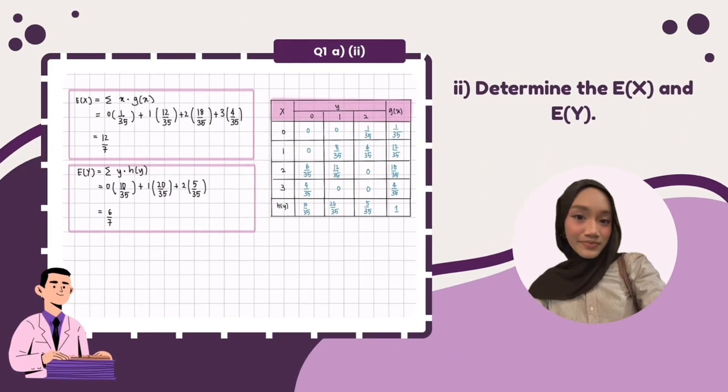Now let's find the mean of X and the mean of Y. To find the mean of X, it will be the sum of X times their marginal distribution. So 0 times 1 over 35 plus 1 times 12 over 35 plus 2 times 18 over 35 plus 3 times 5 over 35. And to find the mean of Y, the same thing. So 0 times 10 over 35 plus 1 times 20 over 35 plus 2 times 5 over 35, so we'll have 6 over 7.